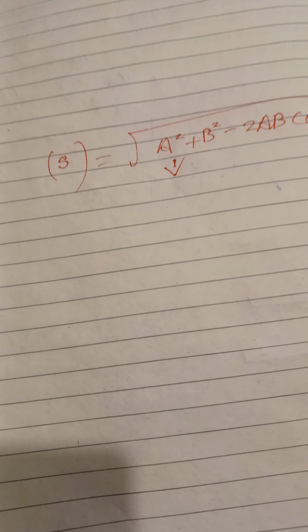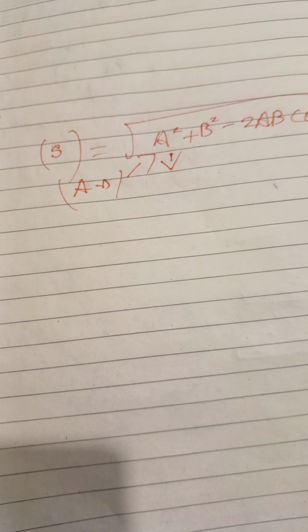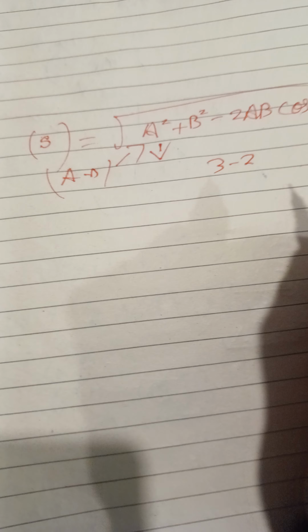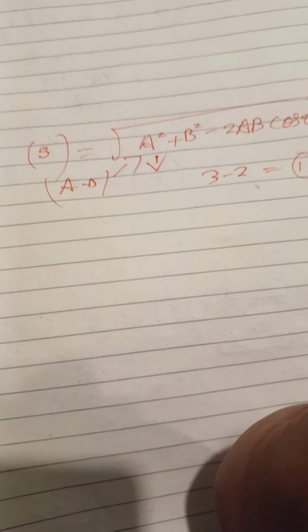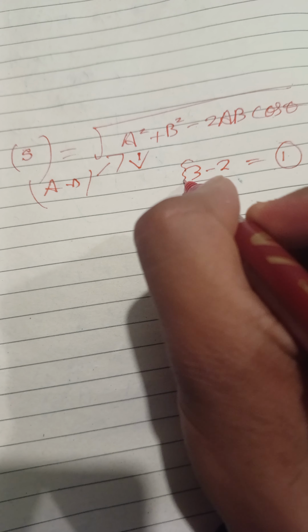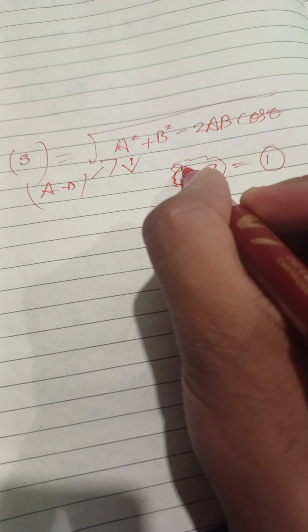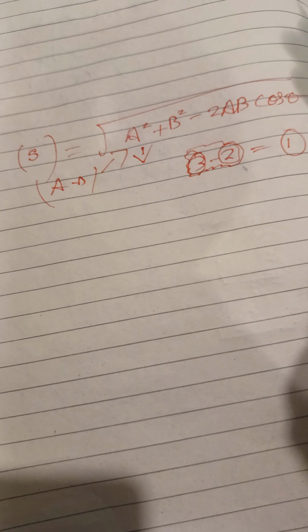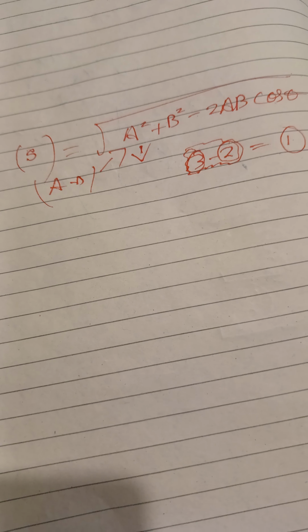Let me explain, guys. Vector subtraction, like a minus b, doesn't exist in actual physics. Suppose you are doing 3 minus 2, it's 1. Here you can see there are no directions. It's simple algebra. There is no vector addition or vector subtraction. But when we talk about vectors, the word vector means direction will be there, the concept of direction will be there.